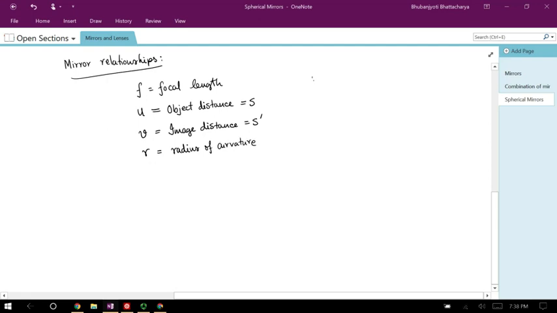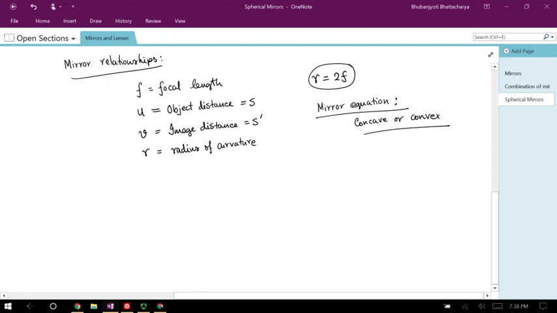And then we know that R is equal to 2 times F, right? Radius of curvature is 2 times the focal length. And then we come to the main mirror equation. This mirror equation will be independent of which kind of mirror you're looking for, concave or convex. It does not matter which kind of mirror you're going to look for.